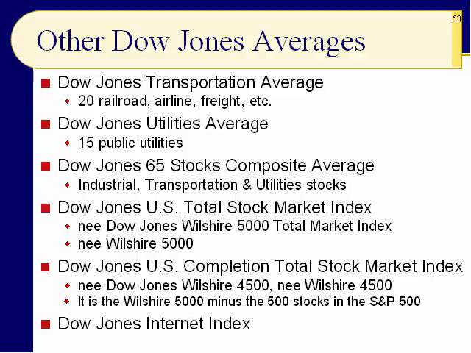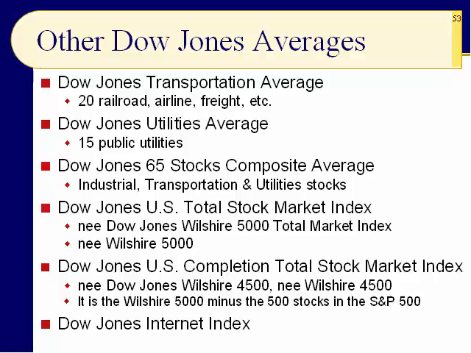The utilities are for people who get older like me and want something stodgy and reliable, because utilities ain't going anywhere, right? They're not going anywhere. And so you put them all together. You put the industrial, the transportation, and utilities, and you get the stock composite average of 65. I don't know anybody who watches those.